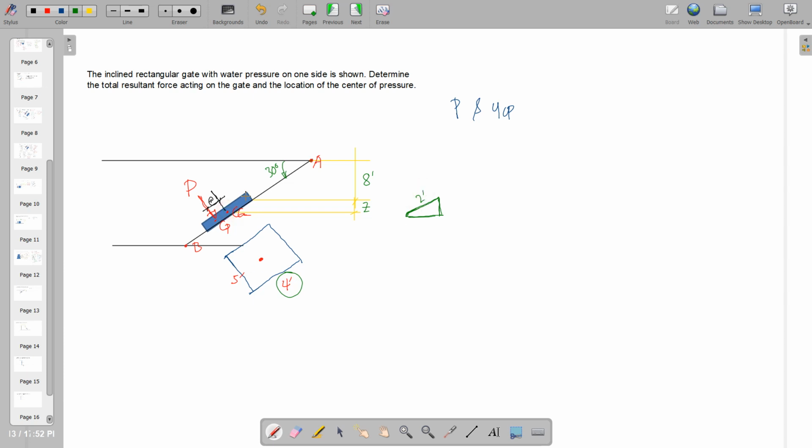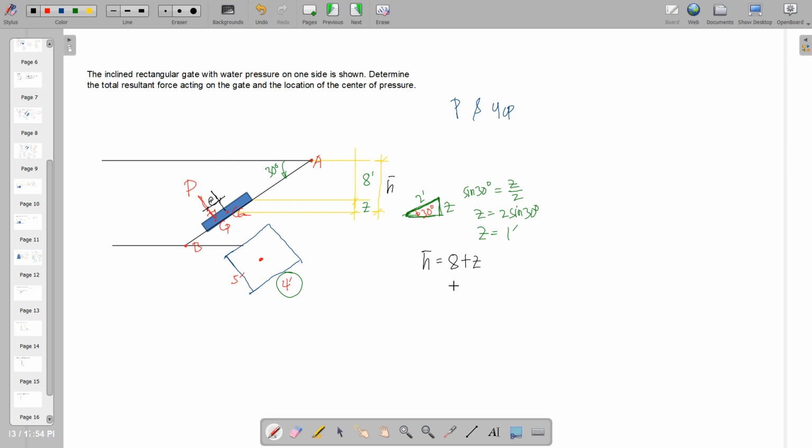So this one up to this point, that is 2 feet, and then this is z, and this is the inclined plus horizontal, that is 30 degrees. By function of sine, we have z all over 2. By cross multiplication, z will be equal to 2 sine of 30, and that will be equal to 1 foot. So therefore, this composes our h bar.